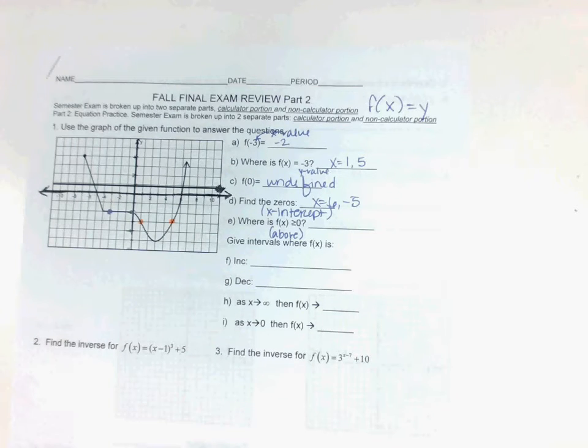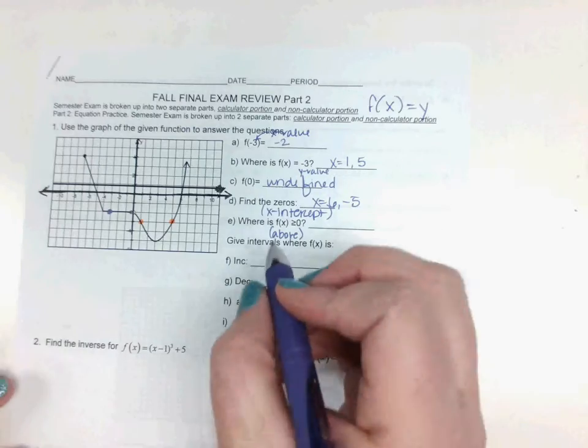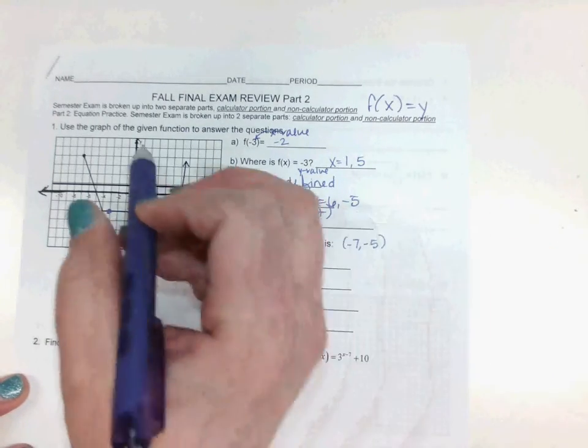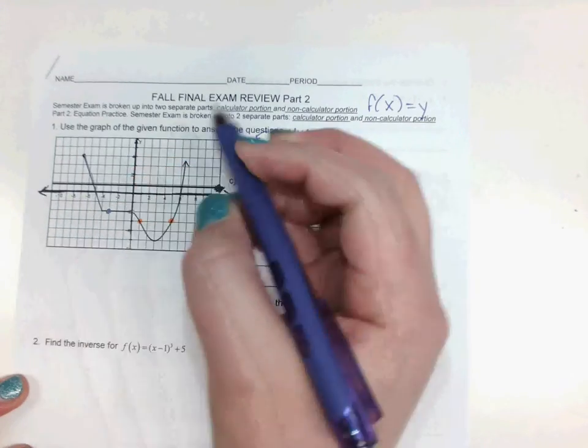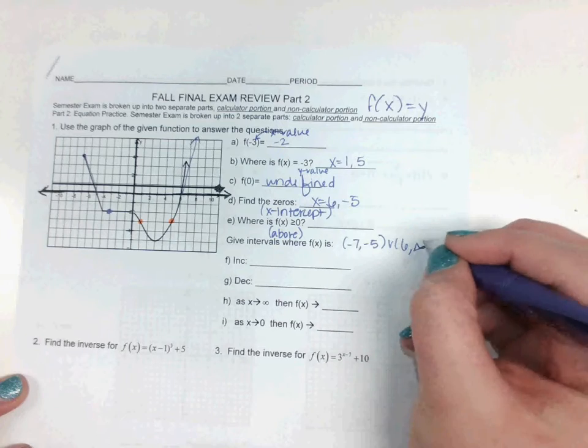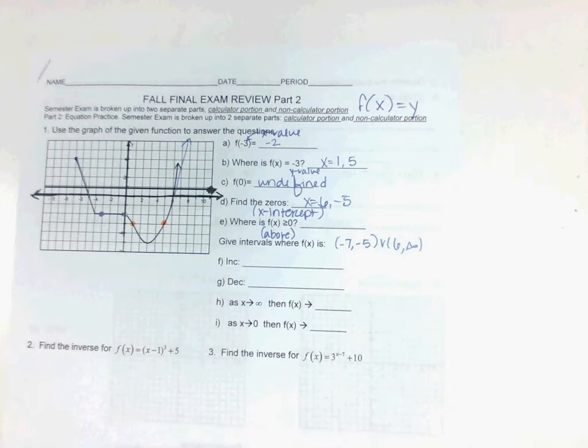And you see the arrow on there? That's why we're going to infinity. So it'd be from negative 7 to negative 5. That's where I'm above here. And then from 6 till infinity. Remember, you can use the little u to show that it's more than one group.